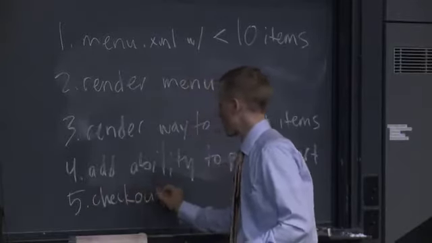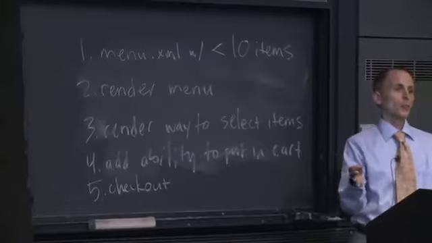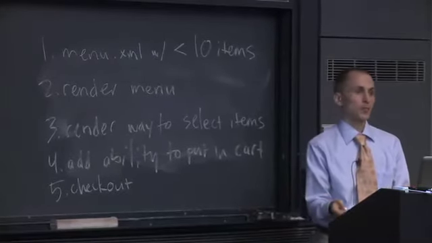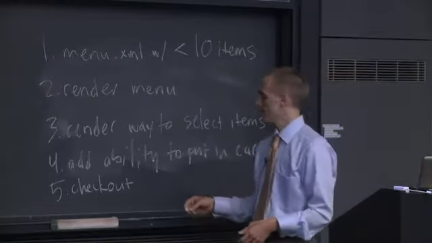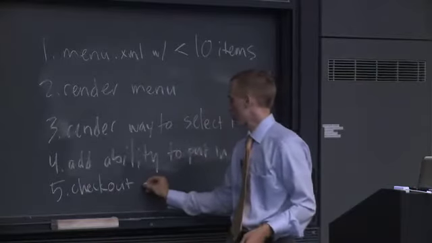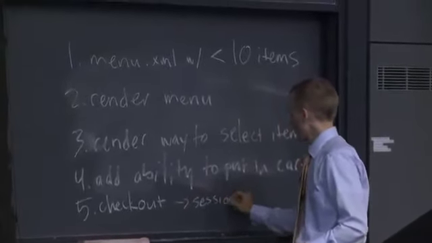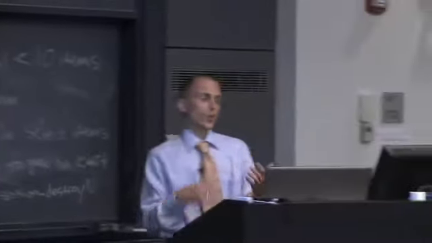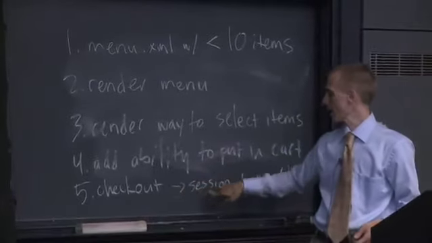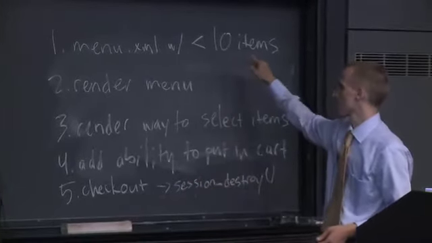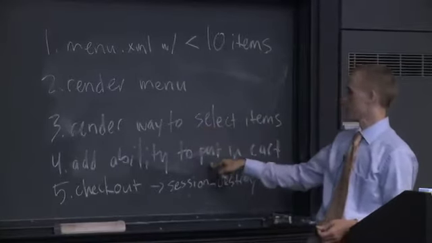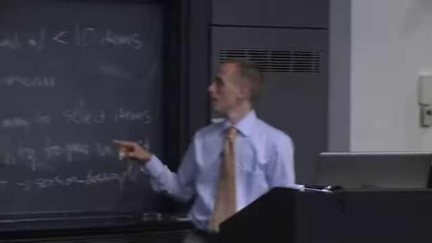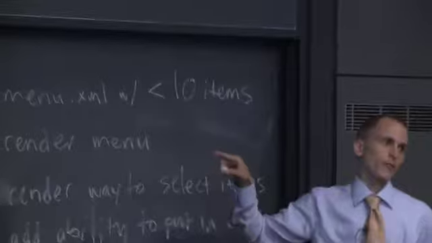What checkout means in the case of this assignment is telling the user, you have purchased this amount, it will be billed to your email account or your credit card or whatever. And then you should call session destroy, clearing the session so that if they go through another purchase, they'll be able to fill up their cart again. Once you get to the point where you're able to render 10 items, render a way to select them, add the ability to put them in the cart, and check out and call session destroy, then you can add a few more items for edge cases.